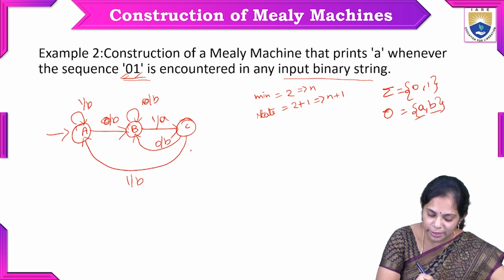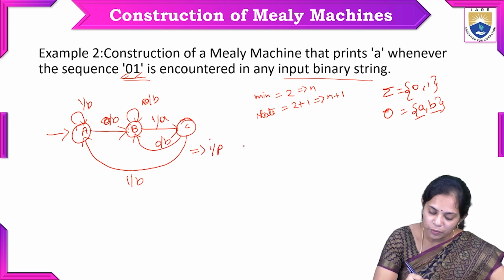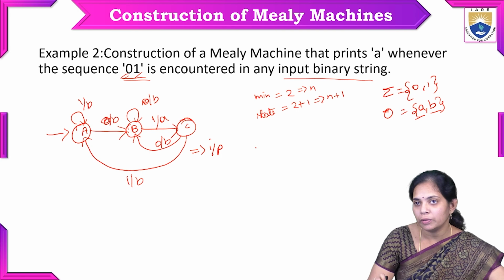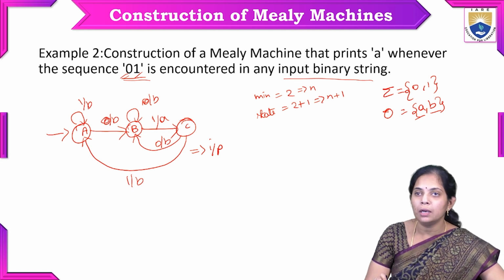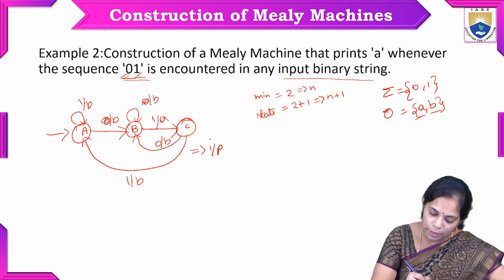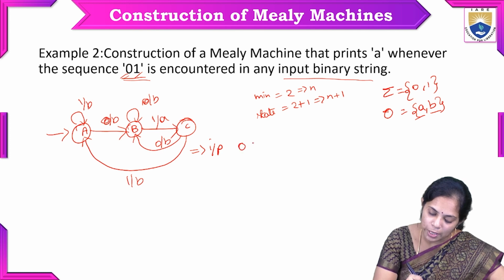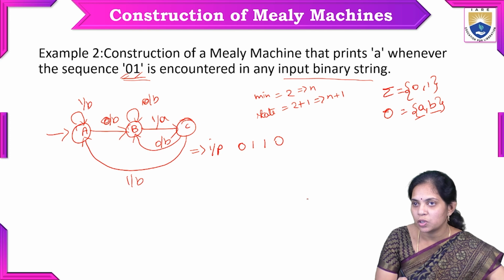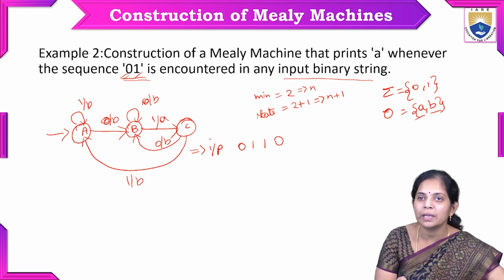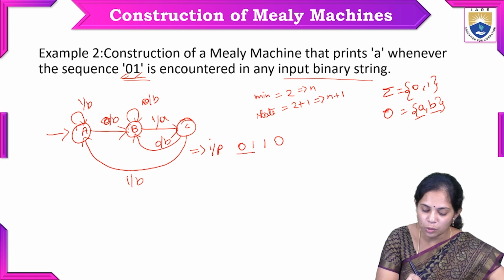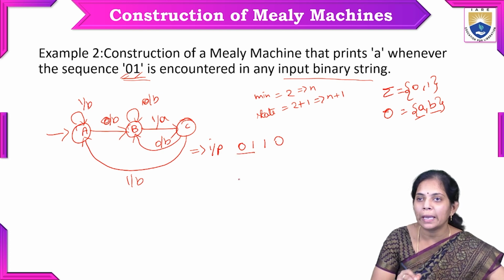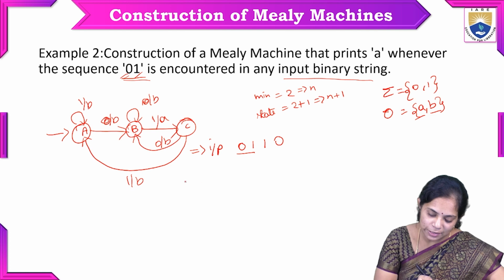Let's take one input string and check whether we will get the output string as expected. If we give the input string 0, 1, 1, 0, what is the output string we will get? Whenever we encounter 0, 1, it has to give A as the output. So let's check for the input string.